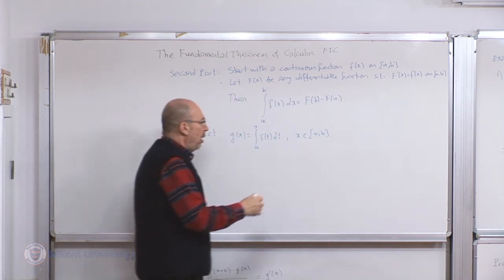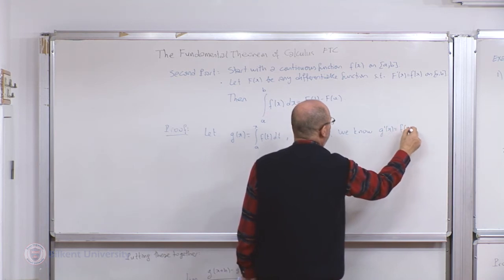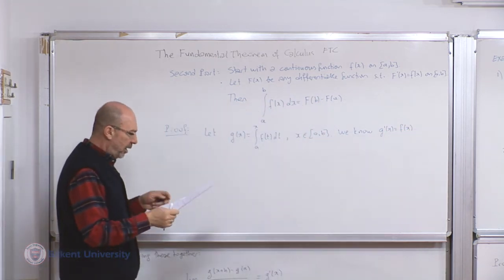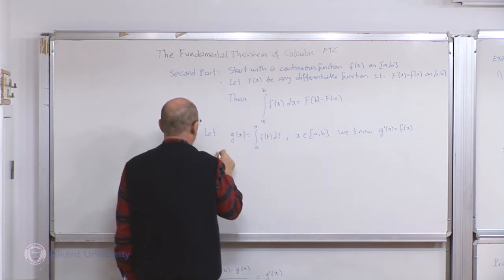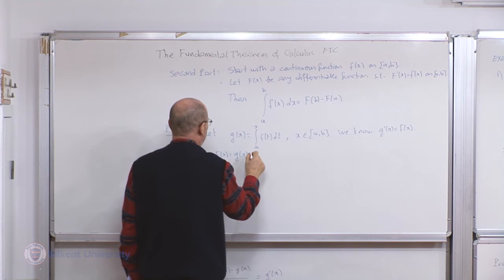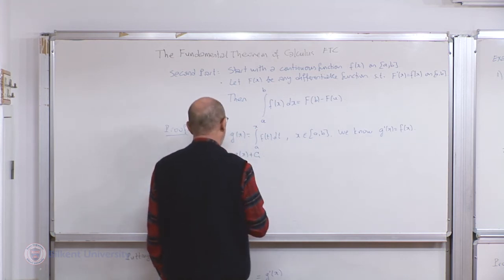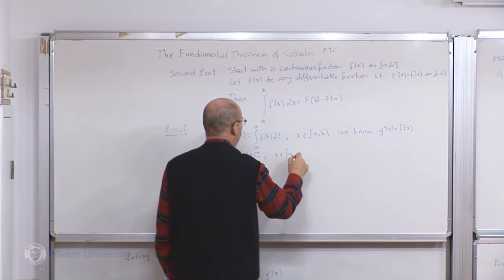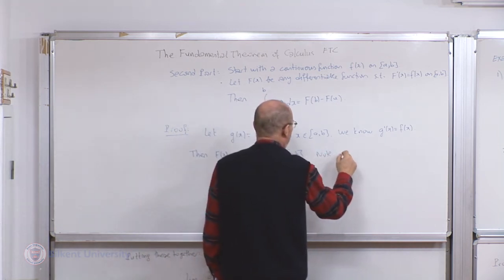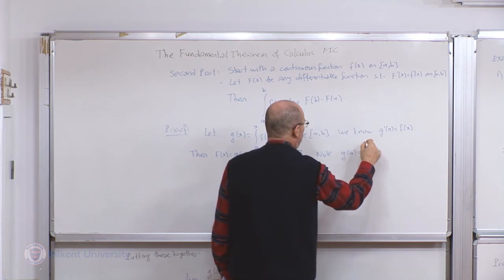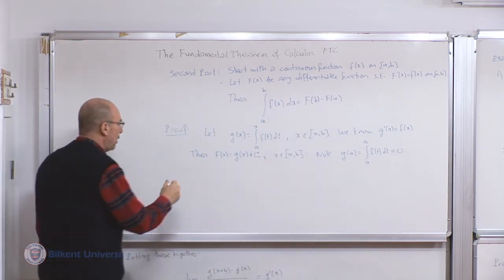We know already that g prime of x is equal to f of x. So this is one antiderivative. Then any antiderivative F is of this form, g of x plus a constant, where again x is in the interval [a, b]. Note, however, that g of a is equal to 0, because the integral from a to a of something dt is equal to 0.